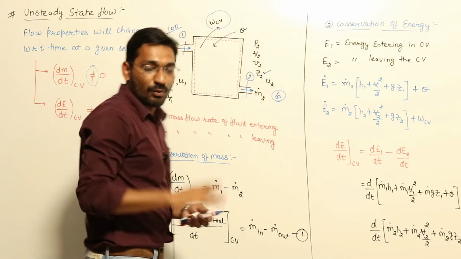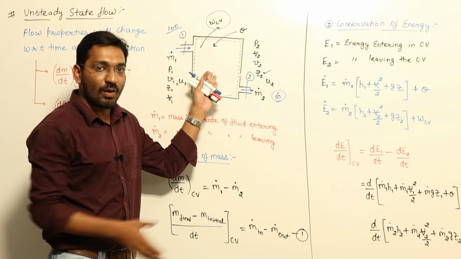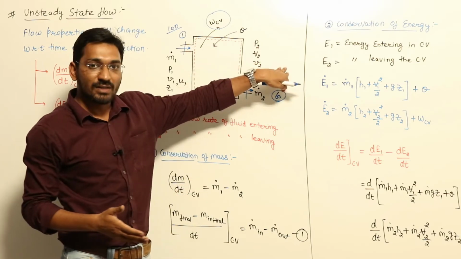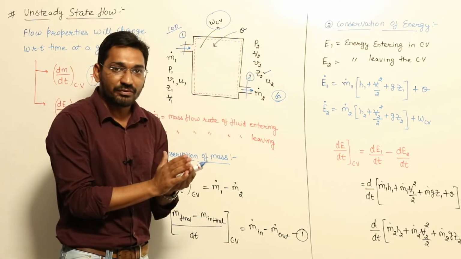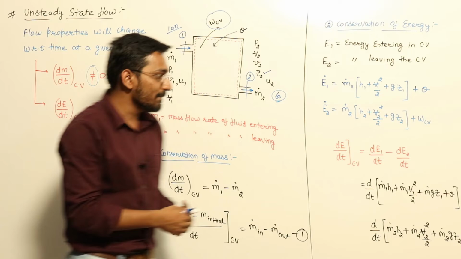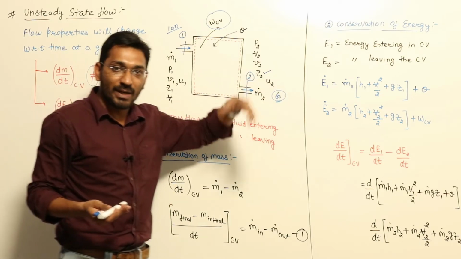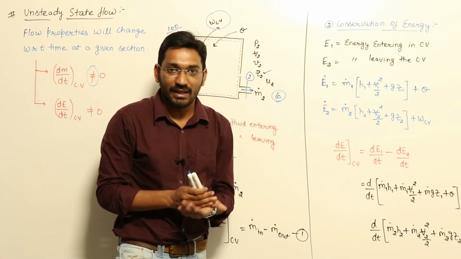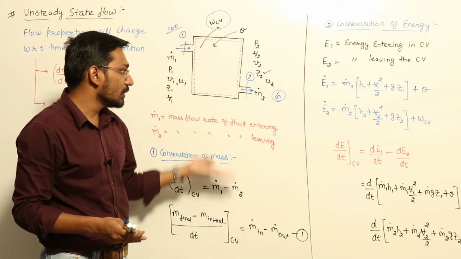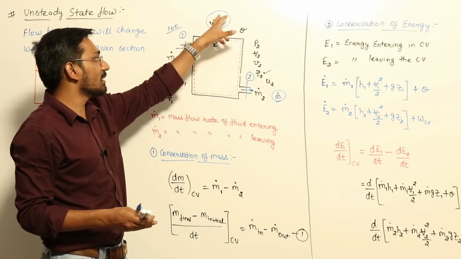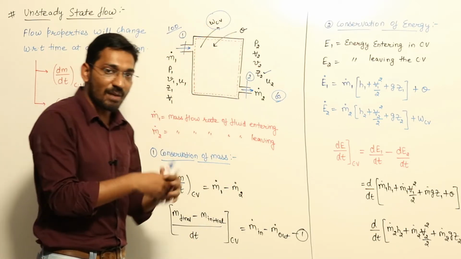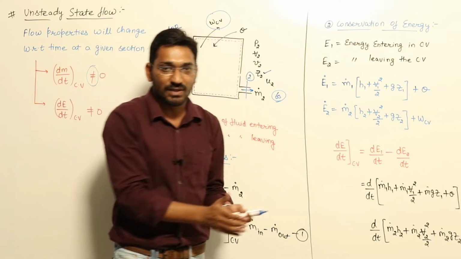W is the work done by this control volume or by this system on the surroundings. So this much amount of energy is going out of the system: U2 plus flow work P2V2 plus V squared by 2, that is kinetic energy, plus gZ2 because of some height, plus some work W_CV. This is the amount of heat which is going out of the system.